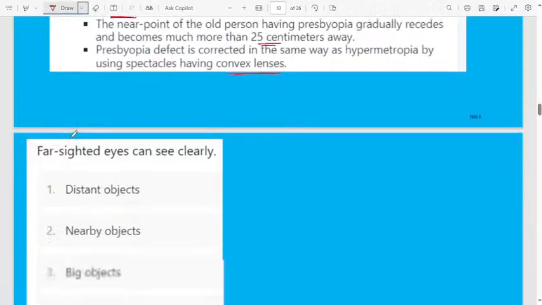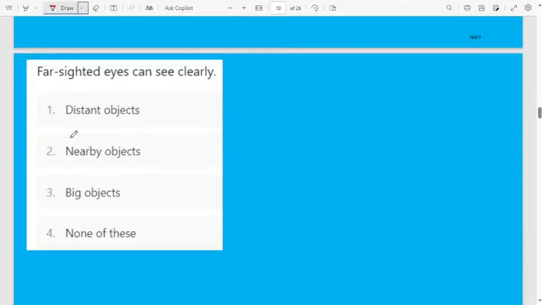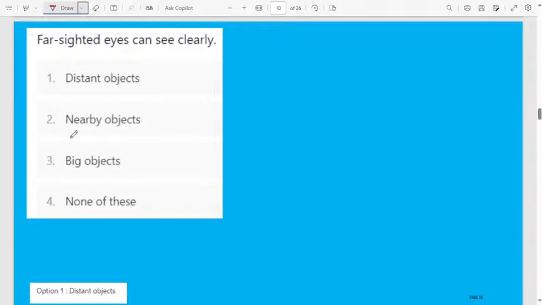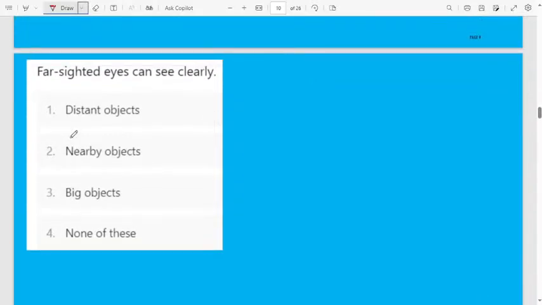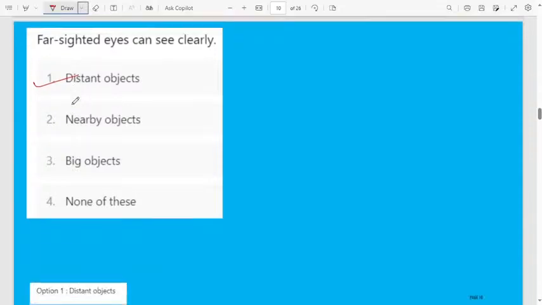Farsightedness, he can see clearly. First option distant object, second option nearby object, third option big object, fourth one none of these. The correct answer is distant object.